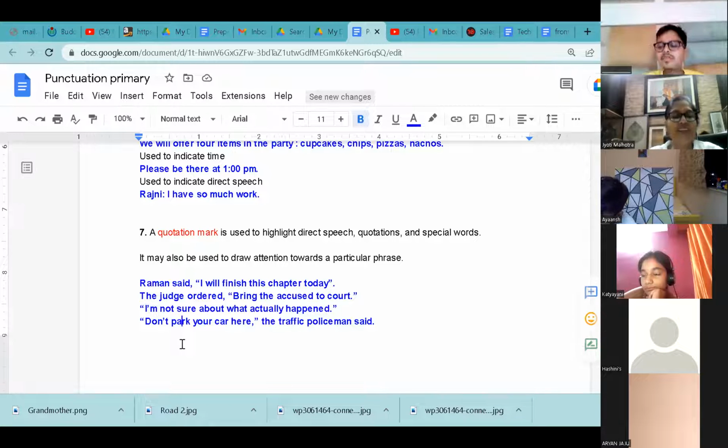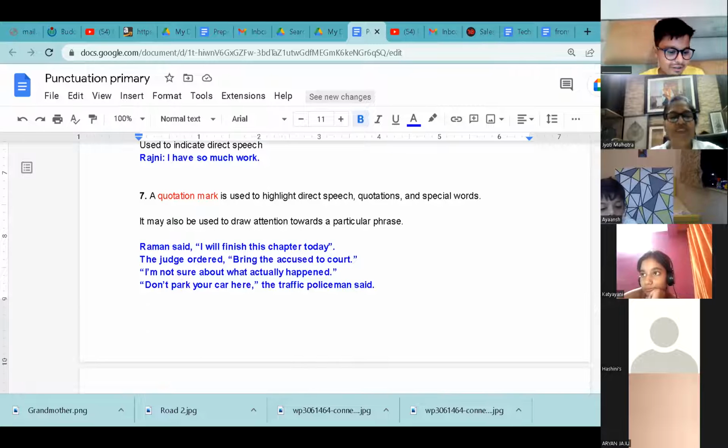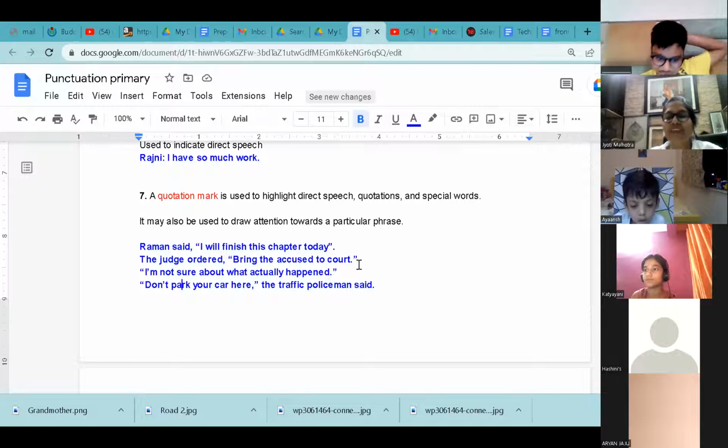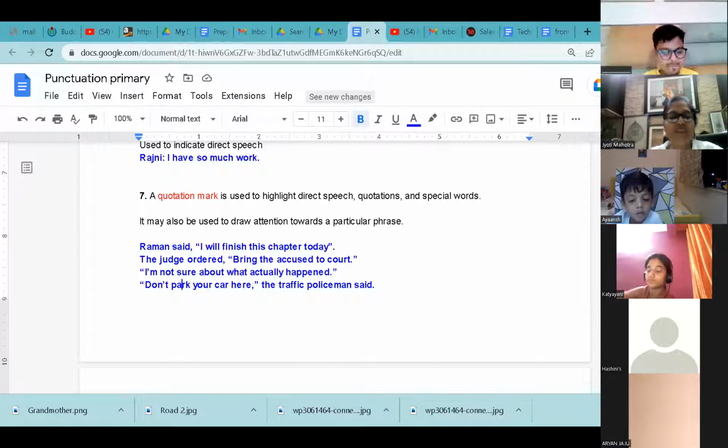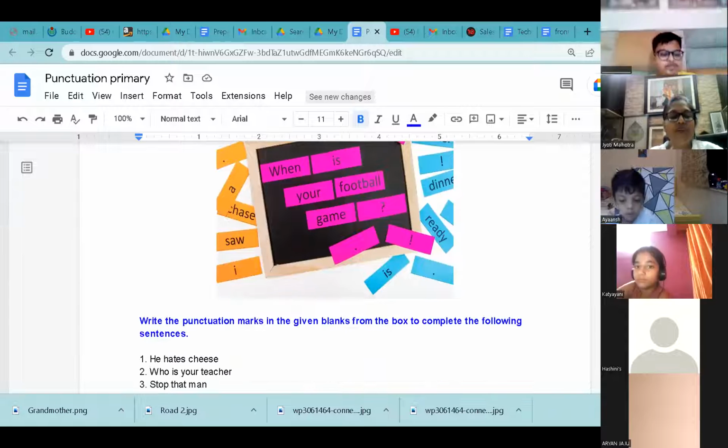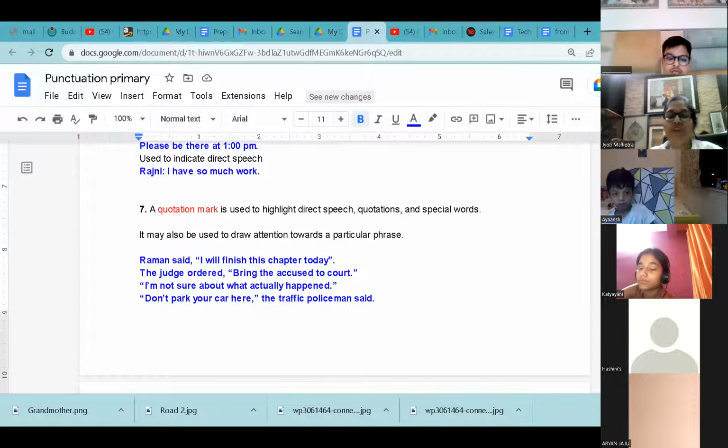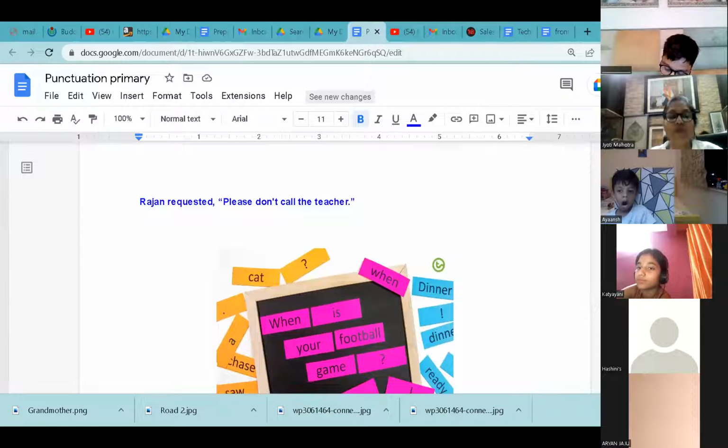Very good. Now read the next one. Inverted commas open, don, apostrophe t, don't park your car here, comma. No, there's no apostrophe after that. Inverted commas close. The traffic policeman said, full stop. Good. That's fine now. Wonderful. All right, children, so this was the explanation of the punctuation marks, and now we are going to do some exercises.